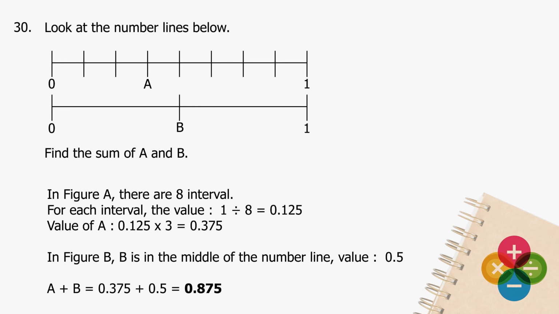In Figure B, B lies in the middle between 0 to 1. Therefore the value of B will be 0.5. Adding 0.375 to 0.5, the sum of A plus B will be 0.875.